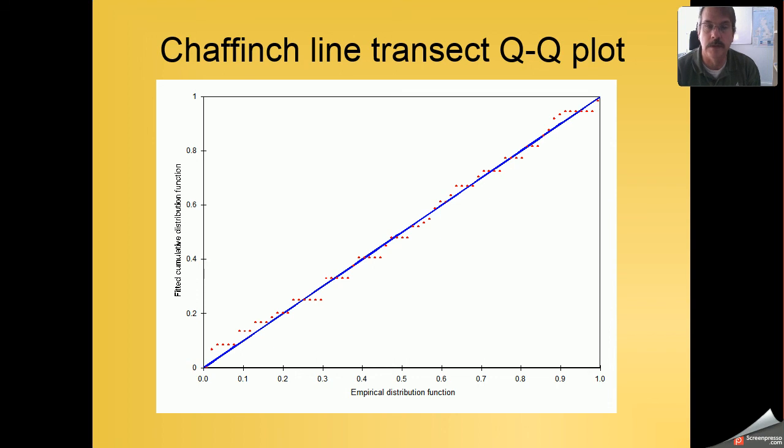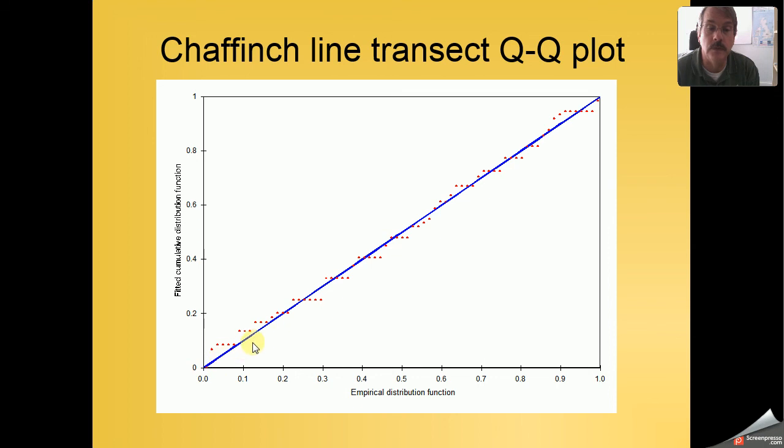So here are some real data. This goes back to Professor Buckland's Chaffinch data, for which I showed you the chi-square goodness of fit test. Here's what the QQ plot looks like for those same data. And you'll notice a slight discrepancy. And that discrepancy in the form of stair steps here is consistent with the idea that there may have been some rounding in the perpendicular distances that Professor Buckland recorded.